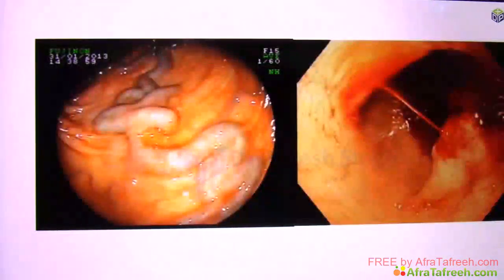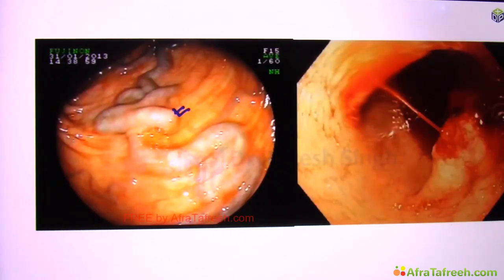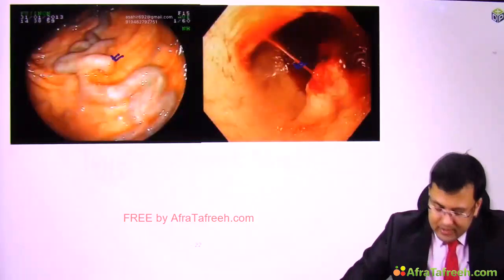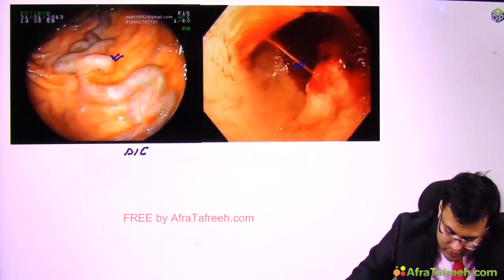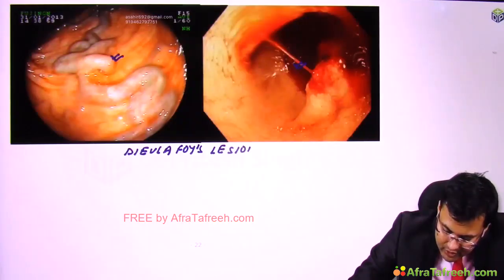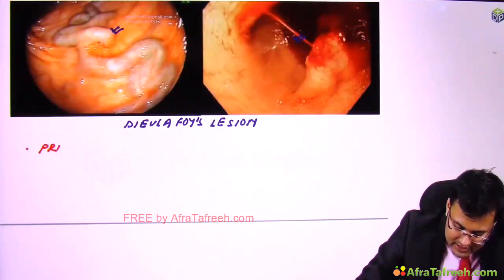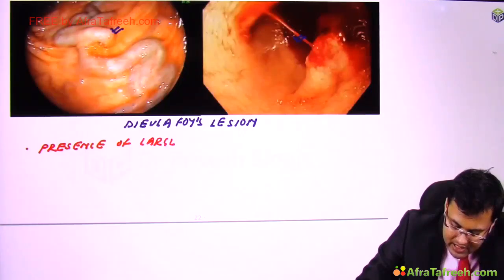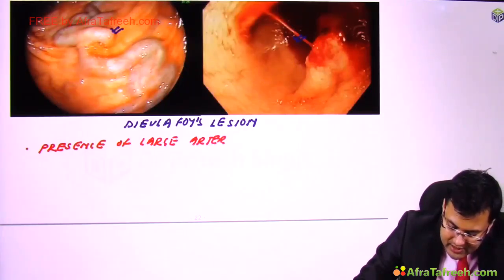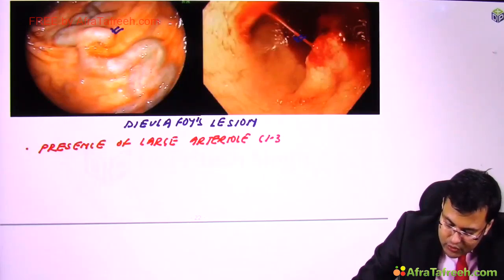Now see this condition. Here you can see just beneath the mucosa there is presence of an arteriole. And can you see what kind of bleeding? There is active pulsatile bleeding. This is known as Dieulafoy lesion. So what happens in Dieulafoy lesion? It is characterized by the presence of a large arteriole. You can see there is presence of a large arteriole. The question is asked, how much is the diameter? It's 1 to 3 mm.